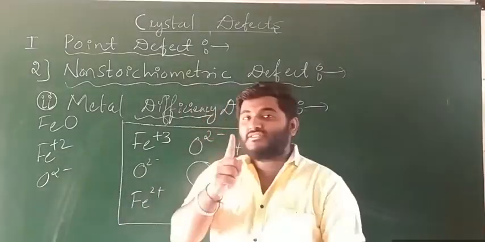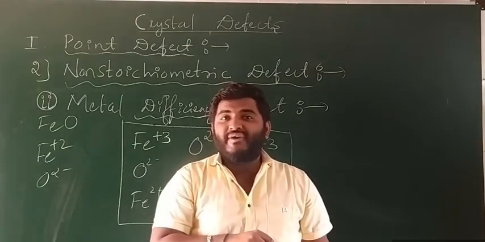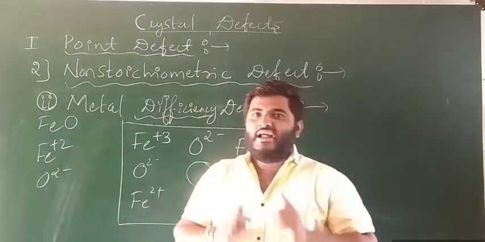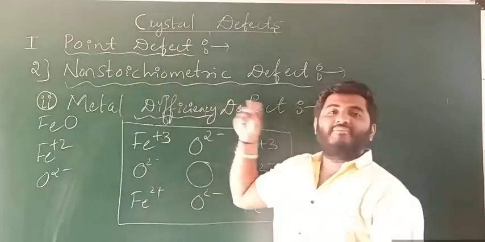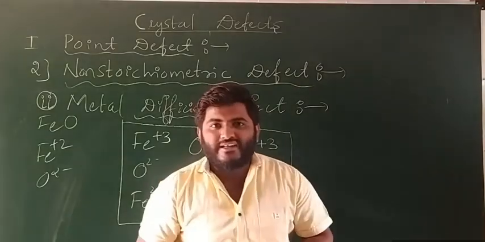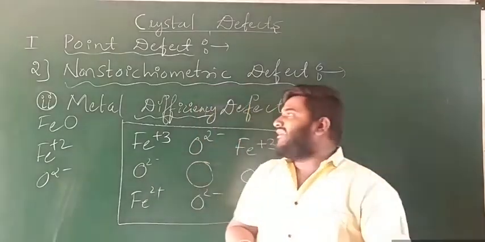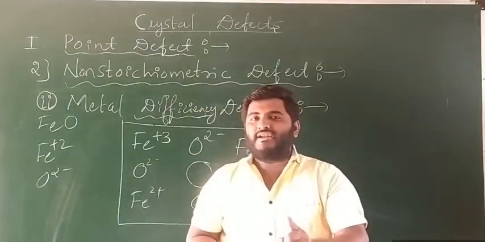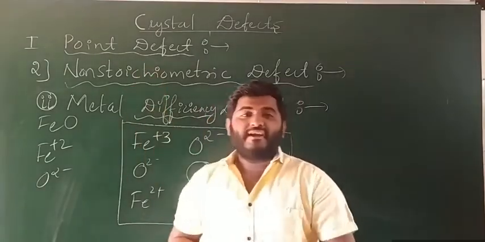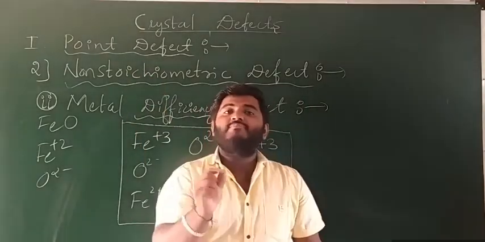So in that first one, stoichiometric defect, how many classifications? Again 2: vacancy defect and interstitial defect. Now the second one, non-stoichiometric defect. In non-stoichiometric defect, again 2 classifications. What are those? Metal excess defect and metal deficiency defect. Next, in point defect, the third classification is impurity defect.